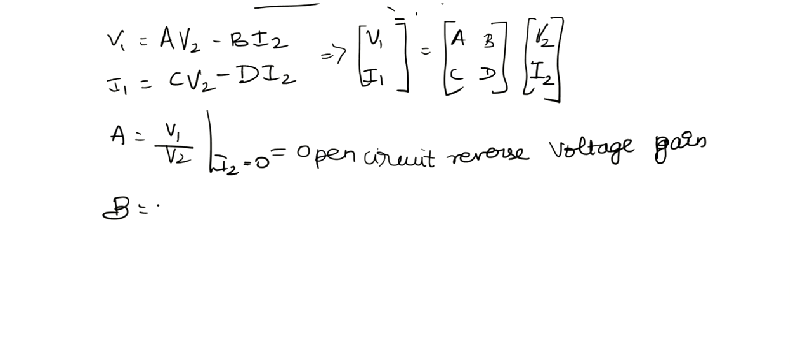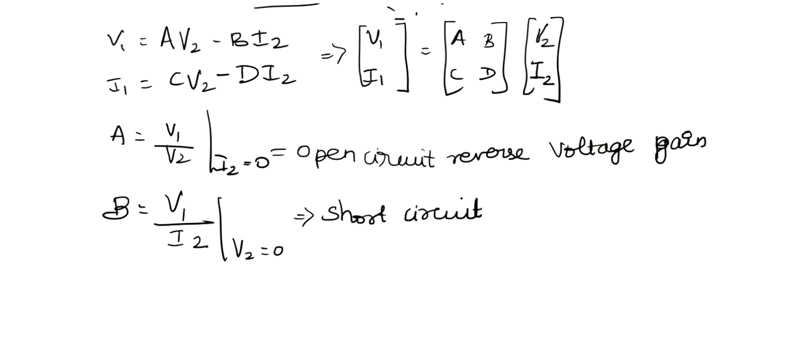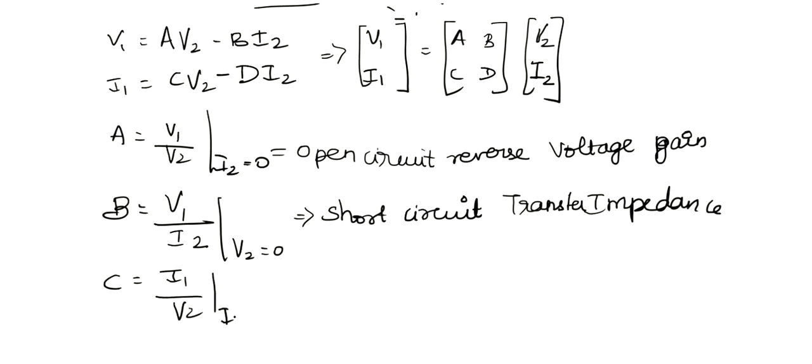B will be equal to your left hand side divided by the partner of B, which is I2, by making V2 equal to 0. So can you tell me, is it a short circuit or open circuit? Short circuit, because V2 will be equal to 0. Look at the fraction V1 by I2. V by I is nothing but an impedance, and 1 to 2, so we can tell it is a transfer impedance. Now see C: I1 by V2, making I2 equal to 0. The equation I am writing here, and definitely it is an open circuit.